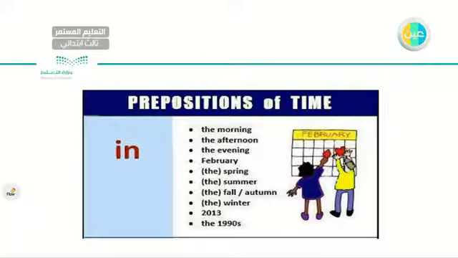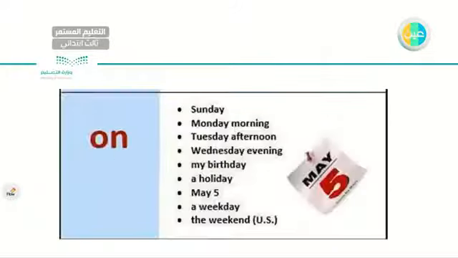Let's start with the first one. I have "in." When do I use it? In front of the morning, the afternoon, the evening, months, in February, in the spring, in the summer, in winter, in 2018, in the 1990s. So I'll be using the preposition "in" before all these words: morning, afternoon, evening, months, seasons like summer, winter, and years. Very good.